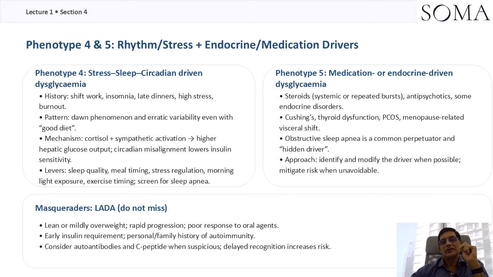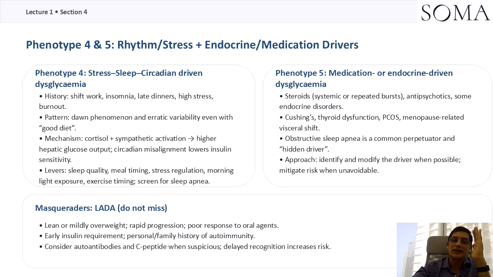Why phenotyping matters from the first visit? So, let me bring this back to the main point. From the very first visit, phenotyping matters because it tells you which levers will work fastest, which risks are greatest, how realistic remission is, how to counsel the patient properly, and how to avoid dangerous errors like missing LADA.